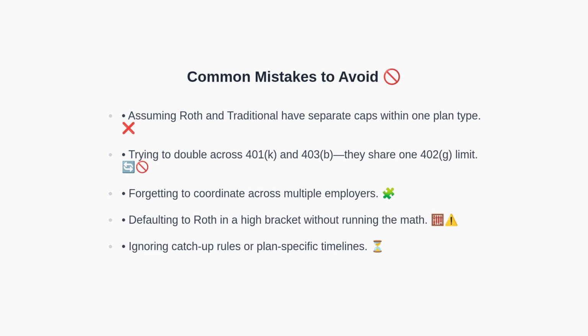attempting to double elective deferrals across 401k and 403b plans despite the shared 402g limit, failing to coordinate deferrals across multiple employers, defaulting to Roth contributions while in a high tax bracket without analyzing the trade-offs, and overlooking catch-up rules or timing windows defined in plan documents.